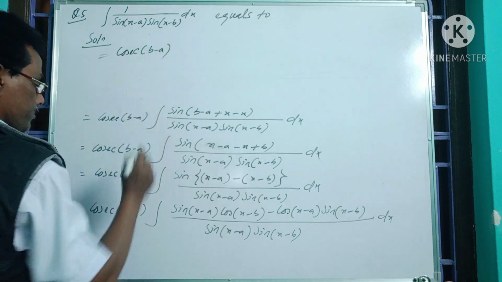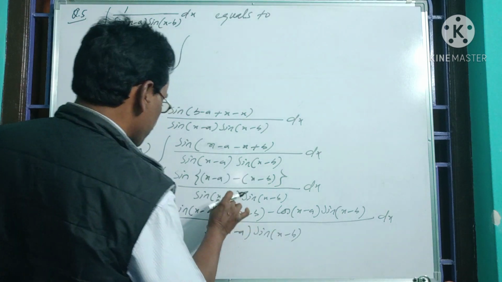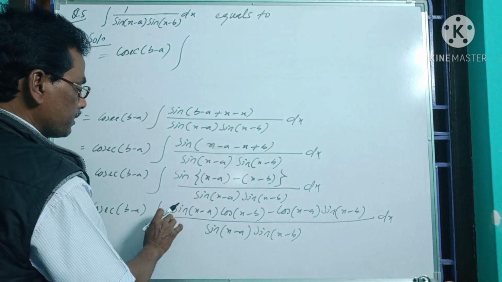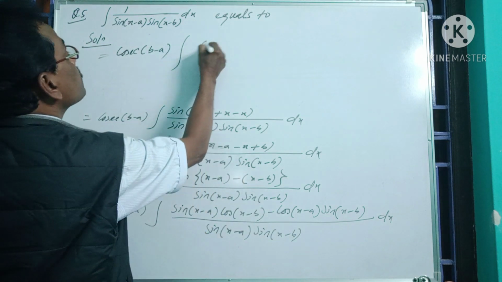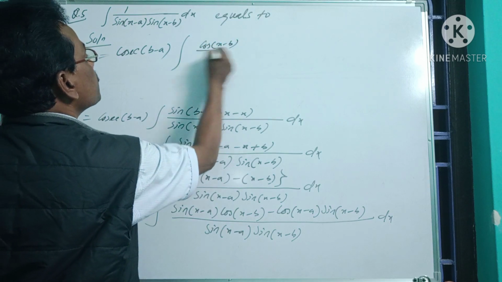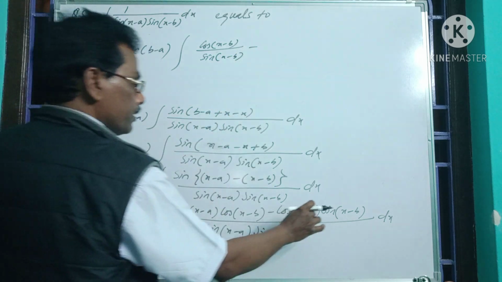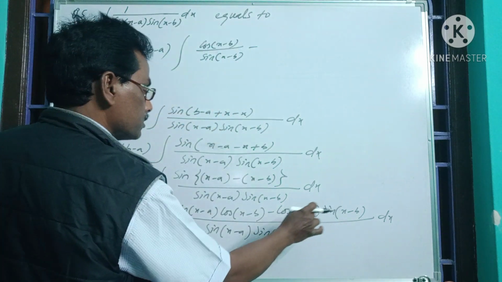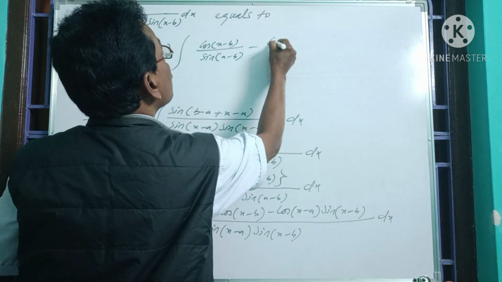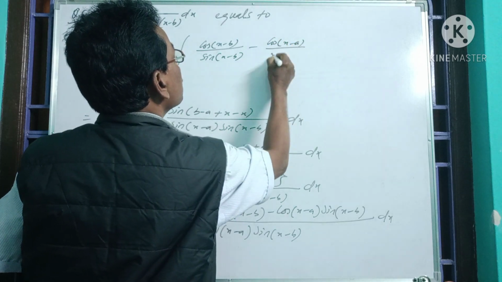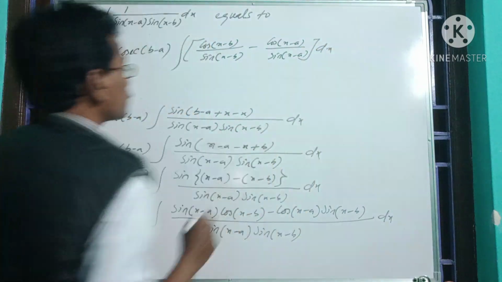cosec(b minus a) into integration of, so dividing sin(x minus a) into sin(x minus b) by the first factor, we find sin(x minus a) by sin(x minus a) is cancelled, so we got cos(x minus b) by sin(x minus b), minus, so again simplifying the second factor, sin(x minus b) by sin(x minus b) is cancelled, so we got cos(x minus a) by sin(x minus a), whole integration with respect to x.